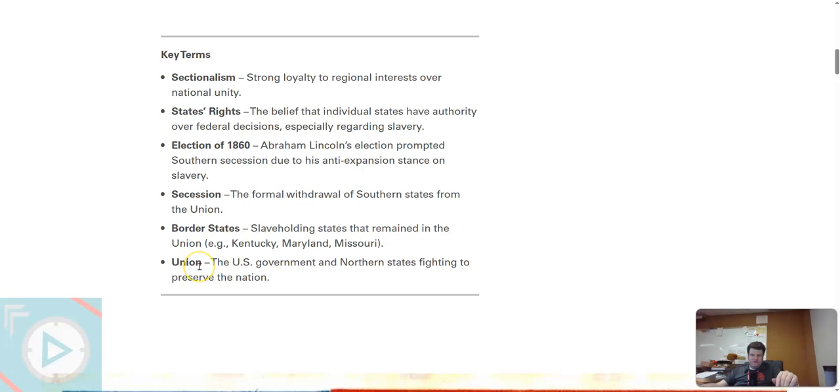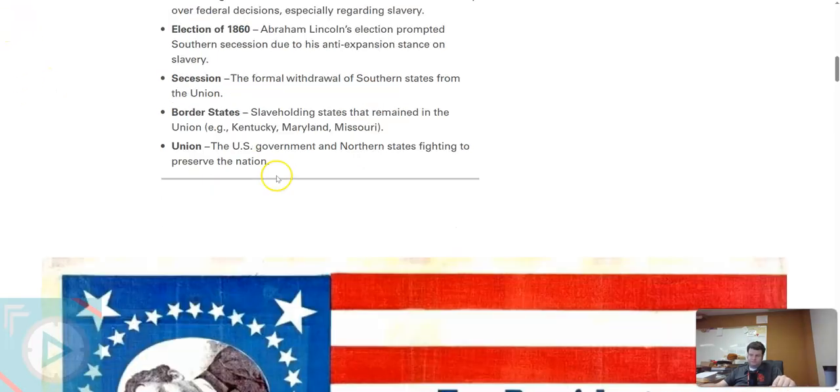And then we have the Union. That's the other term I mentioned. This is the U.S. government after the South leaves under the presidency of Abraham Lincoln. And they will be preserving the Union, and eventually they will be the ones pushing for the end of slavery as a consequence of the escalation of this conflict.